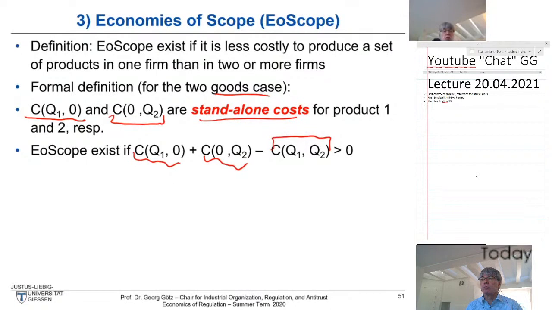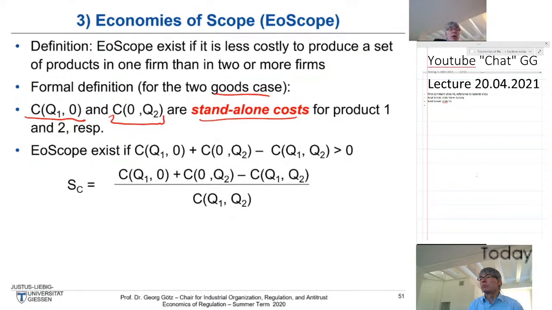Hopefully this is somehow clear. Of course, we will get back to that. If you look at a company like Volkswagen, which is amazing in the sense that it has so many brands, this would also mean economies of scope exist if product one is Audi, product two is Porsche, product three is Seat. Does it make sense to have it all in a single company, or are the costs lower if I have separate companies? We would have global economies of scope for Volkswagen if the costs of having all these different brands and models in one company are lower.